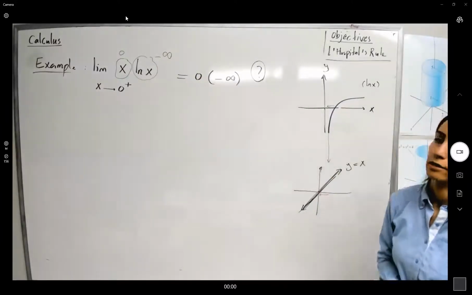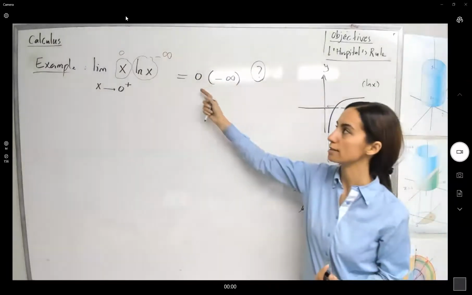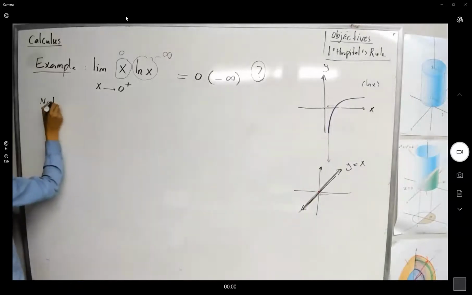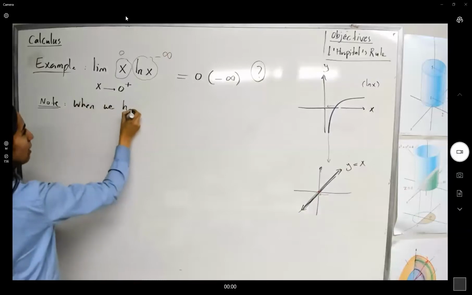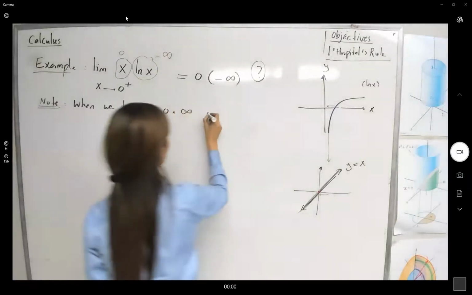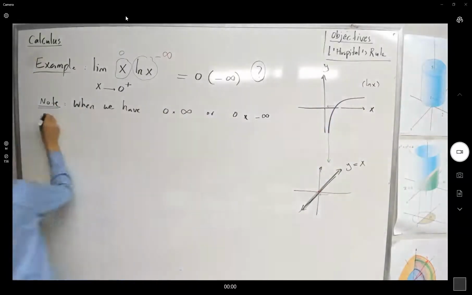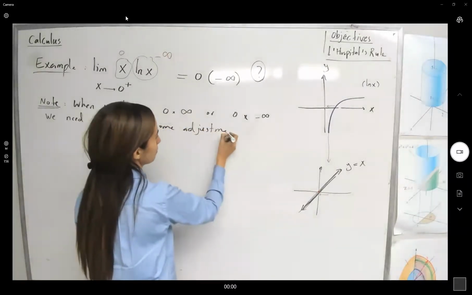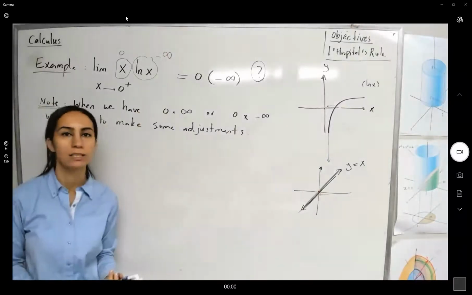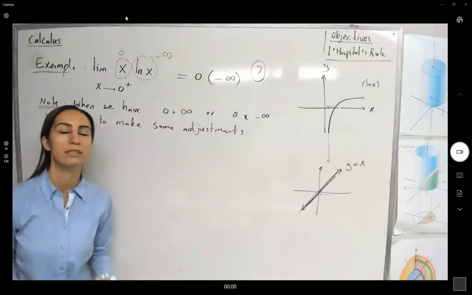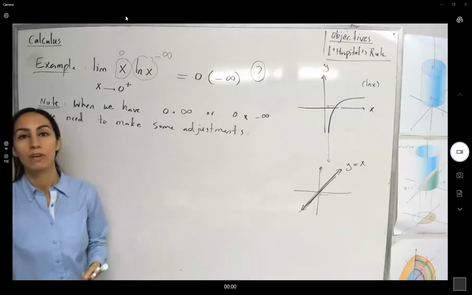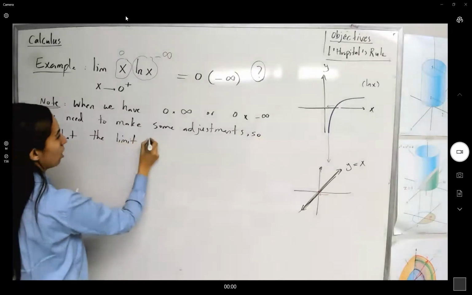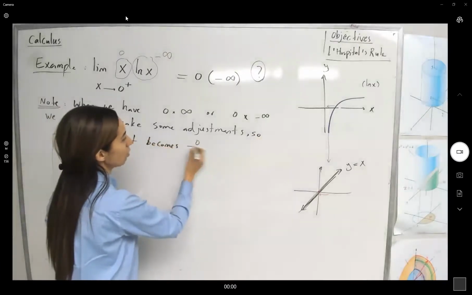This is another case of indeterminate form. What should we do when we have a case like 0 times infinity, 0 times negative infinity, 0 times positive infinity, and so on? So note that when we have 0 times infinity in general, or 0 times negative infinity, we need to make some adjustments. What adjustments? The adjustments that help us to rewrite the function, so that when we are taking the limit, it is going to be 0 over 0 or infinity over infinity.